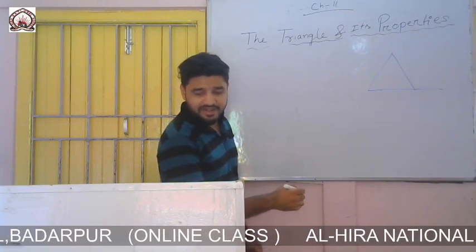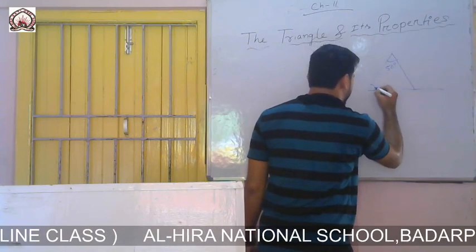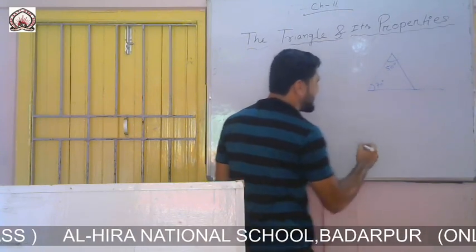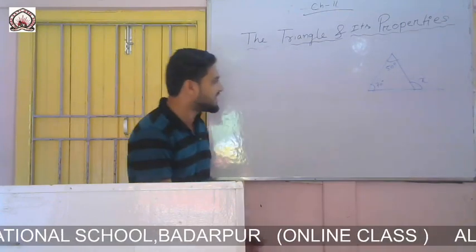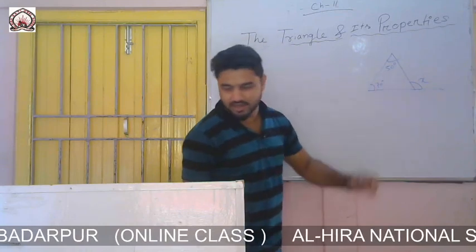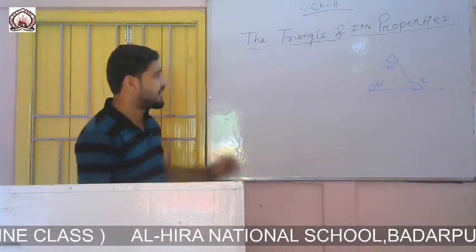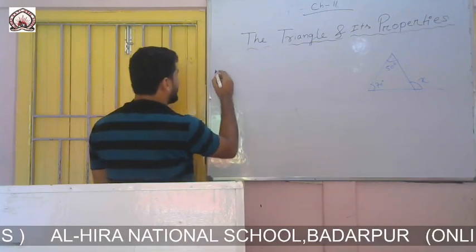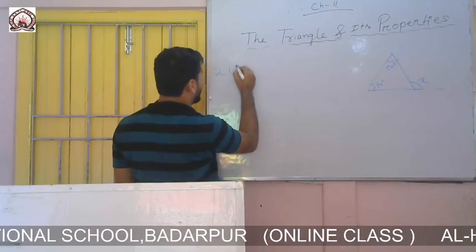50 degree, 70 degree and x. The measure of this interior angle is 50 degree and the measure of this interior angle is 70 degree, and the measure of this exterior angle you have to find, and it has been given as x. Now we have to find the measure of this angle. So as we know from the exterior angle property of a triangle, you can write from there.